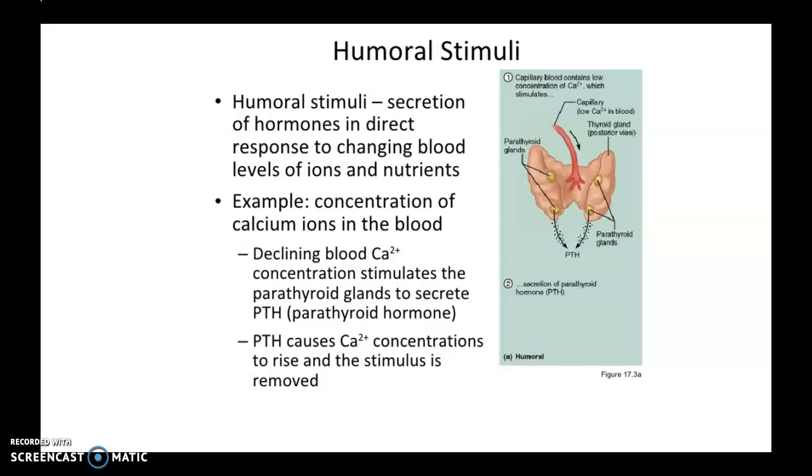So, in this case, the secretion of hormones depends on changing blood levels of some ions or nutrients. For example, there is calcium in blood, right? We know that calcium ions are transported via blood. Now, if blood calcium levels drop, that sends a stimulus to the parathyroid gland to secrete parathyroid hormone.